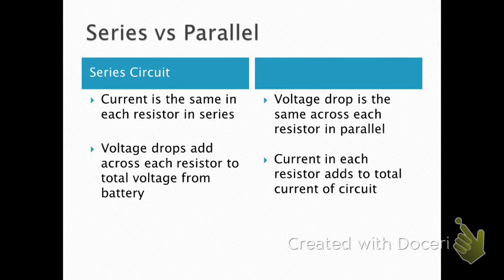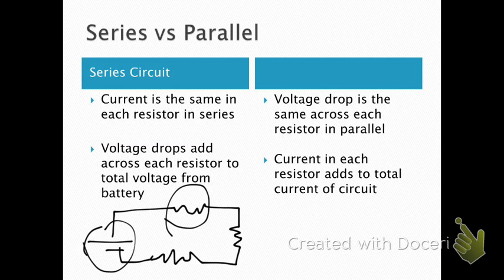But in a series circuit, the voltage drop across each and every one will add up to the total voltage from the battery. Just like those series of waterfalls. Each little drop might be different, but the total ends up being the same.